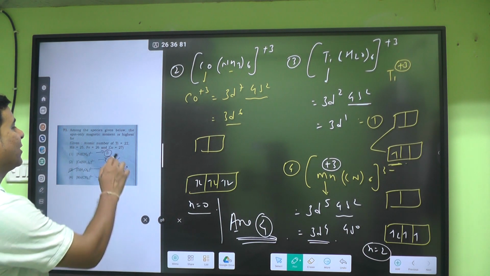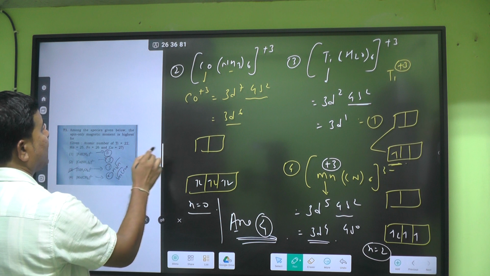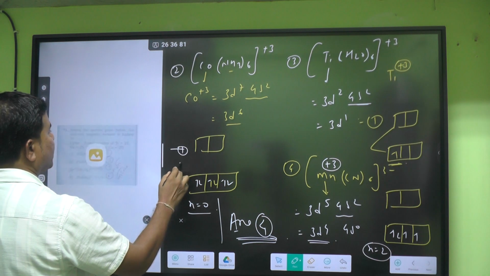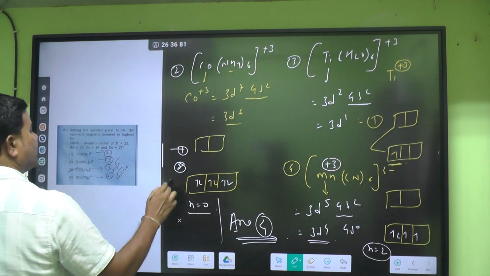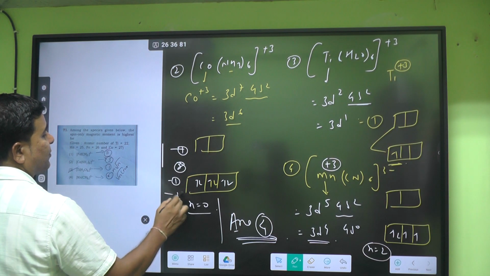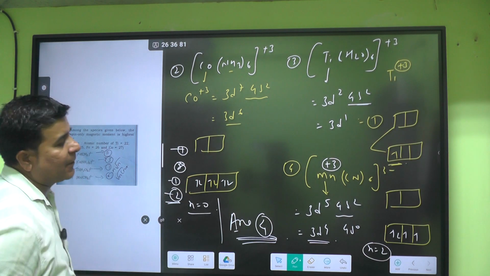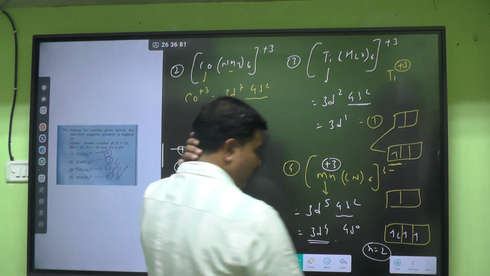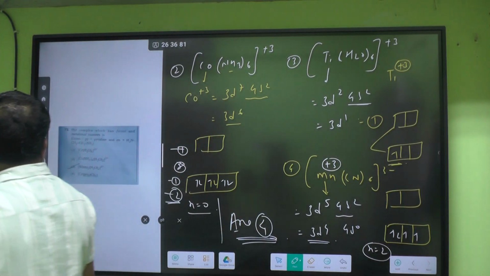First option, 1 unpaired electron is present. Second option, 0. Third option 1 and fourth option 2. That's why here 2 is correct. Maximum unpaired electrons means the magnetic moment will be maximum. Remember this concept. Now question number 72.